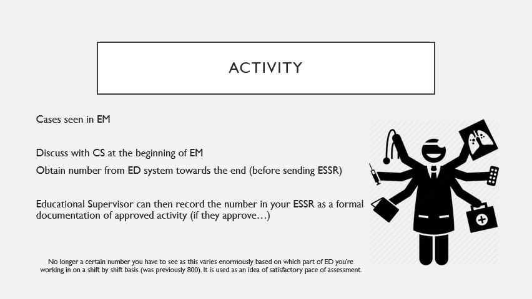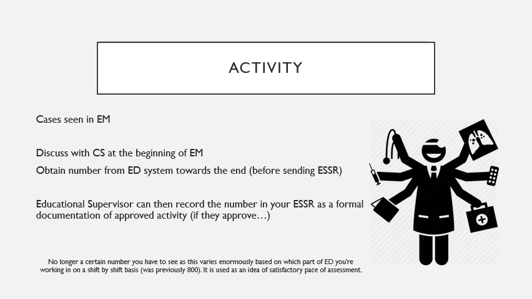It can normally be extracted from the A&E system that you use for patient allocation and patient tracking throughout the department. Towards the end of your placement, get your number and discuss it with your clinical supervisor and your educational supervisor during your meetings. As long as everyone's happy, it can then just be formally documented in your ESSR form at the end of that placement.